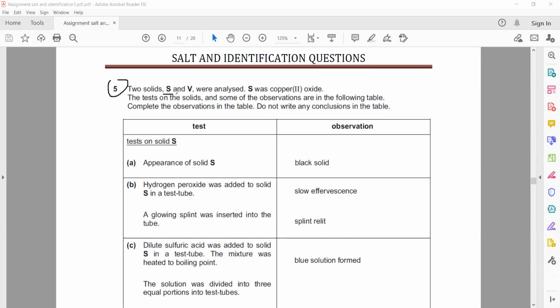Two solids S and B were analyzed. S is copper 2 oxide. So they give us the identification or the name for substance S, which is copper oxide or copper 2 oxide. Tests on the solid and some of the observations are in the table. Complete the observation in the table. Do not write any conclusion in the table. You don't have to say that sulfate ion is present or carbonate ion is present in the observation part.